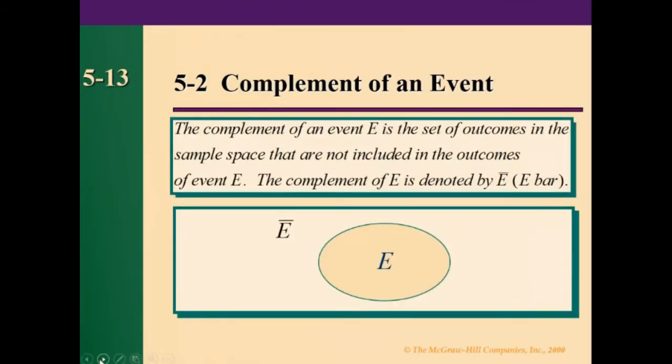Yan. So, the complement of an event is the set of outcomes in the sample space that are not included in the outcomes of event E. The complement of E is denoted by E bar. Okay? So, as you can see, this looks familiar from our discussion of sets, di ba? Sa Venn diagram. So, yung complement of E, so those elements which are not E.